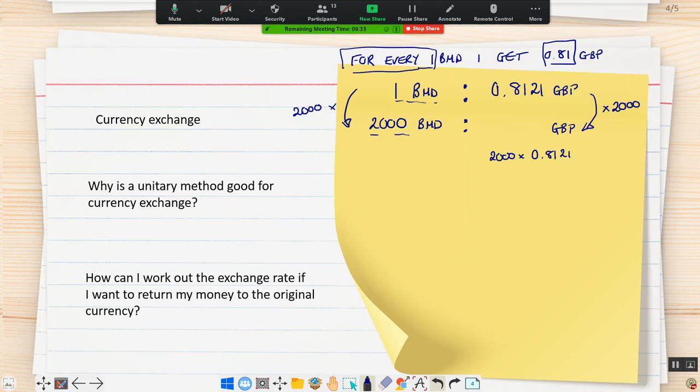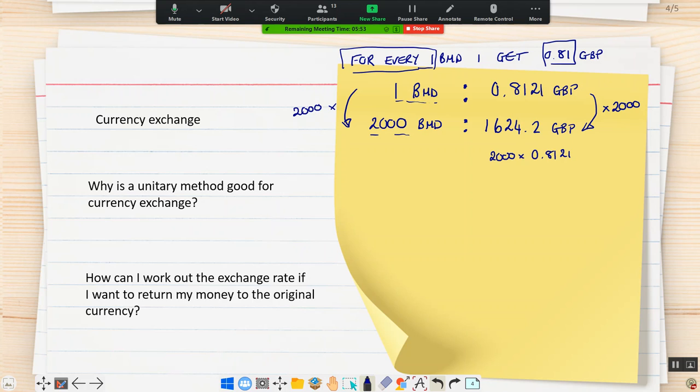Can someone do that for me on their calculator? This is what you were doing with the bit with the Bermudian dollars. It's 1,620... 1,624.2. Okay, all right. So we did that. 1,624.2. Now, just a little check. I should have more dollars than I do pounds, which is good. If I ended up with more pounds, that would be something wrong. Do you remember doing that?